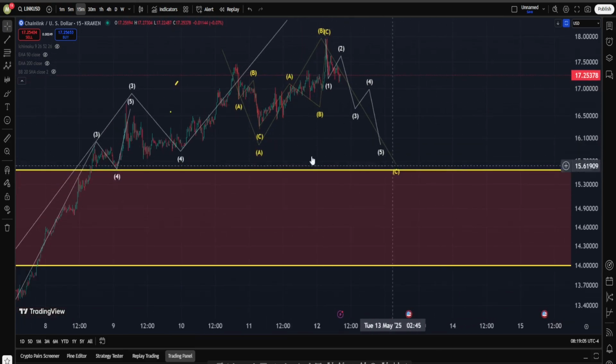So in Chainlink for now, I need you to have this scenario in the back of your mind, so in case that we get a move down, you don't really get surprised at all. Okay, this is a very important point.